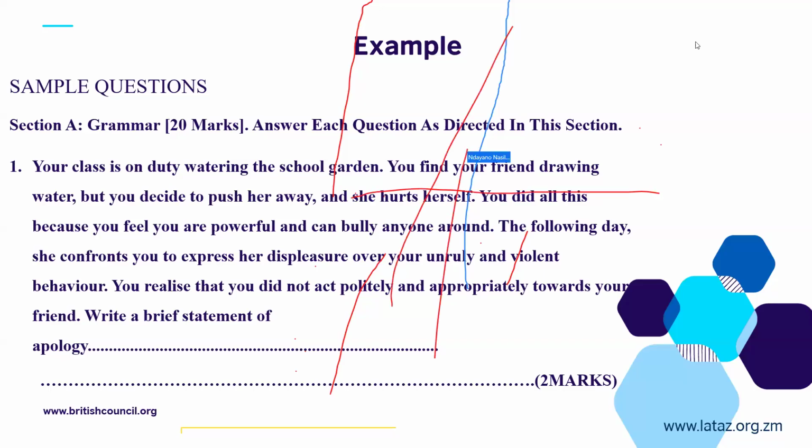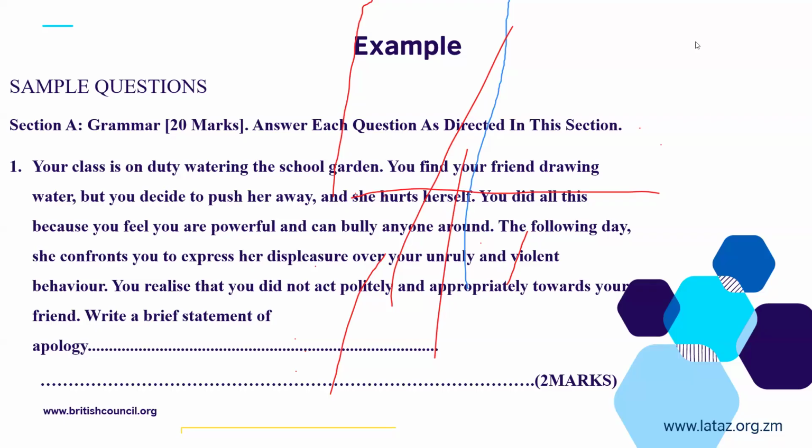Now, here is the situation. Your class is on duty watering the school garden. You find your friend drawing water, but you decide to push her away, and she hurts herself. You did all this because you feel you are powerful and can bully anyone around. The following day, she confronts you to express her displeasure over your unruly and violent behavior. You realize you did not act politely and appropriately towards your friend. Write a brief statement of apology.